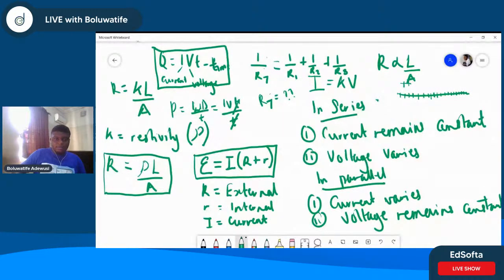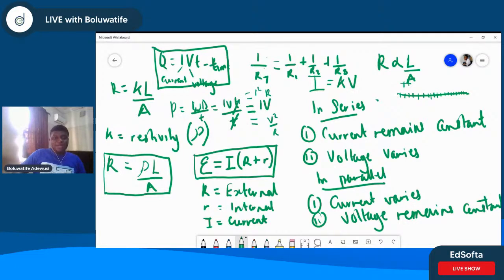Sorry, let me make one here. P is equal to IV. So there are multiple formulas that we could use. There's P equals IV, there's P equals V squared over R. Yes, there's also P equals I squared R.